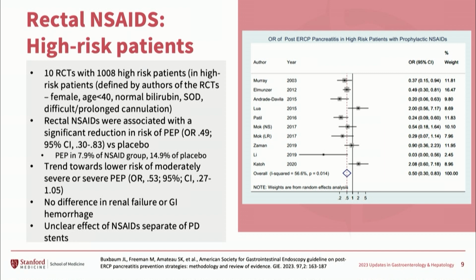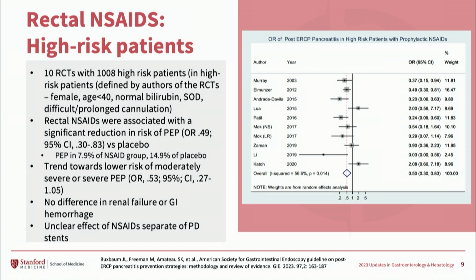One thing the ASGE does note in these guidelines is that it was a little unclear what the effect of NSAIDs is separate from pancreatic duct stents, as these were left up to the discretion of the performing endoscopists in the vast majority of trials, and in some of these trials, up to 80% of patients in this high-risk group did have a pancreatic duct stent placed. And so it's a little bit unknown what the effect of NSAIDs is in high-risk patients if no PD stent is placed.